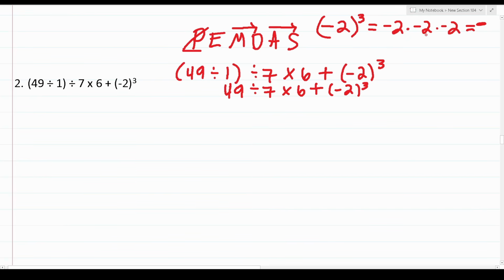-2 times -2 is +4. +4 times -2 is going to be -8. So this becomes 49 divided by 7 times 6. And then this is -8, so it's going to be -8.